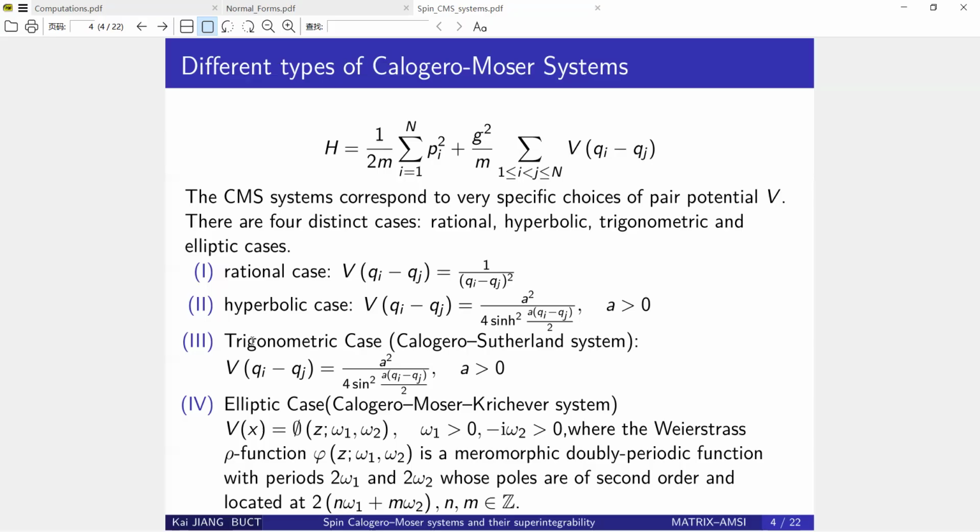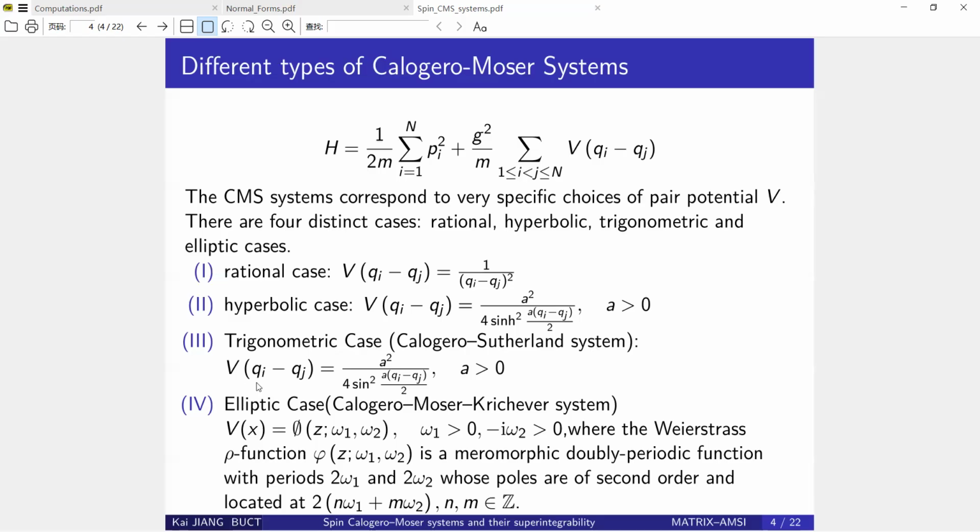And the trigonometric case we also call the Calogero-Sutherland or Calogero-Moser-Sutherland system. Here the denominator is sine squared. For the elliptic case, it's the most complicated. It is related to algebraic geometry, and we have the Weierstrass P function here. It's quite complicated, but this is not the topic today. And one remark is that the elliptic case can be reduced to the first three cases.